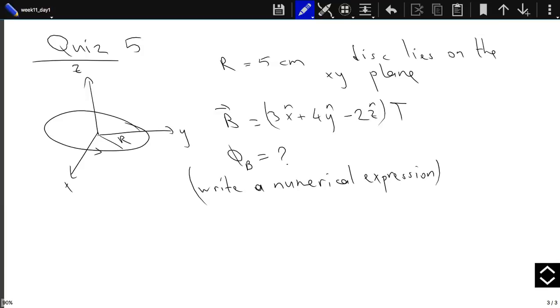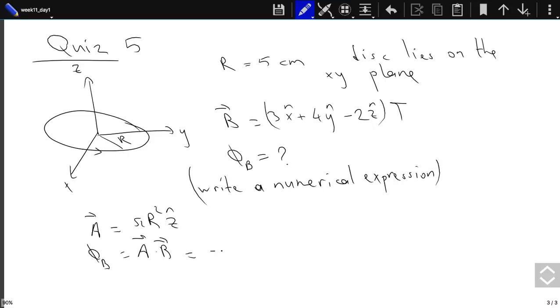Okay, so let's start with the solution of the quiz. Now the area vector will be in the z direction. A is equal to, let's say, pi r squared in the z direction. This is the area vector. The magnetic field is uniform, so the magnetic flux is nothing but A dot B. And if you just multiply them, only the z component contributes.